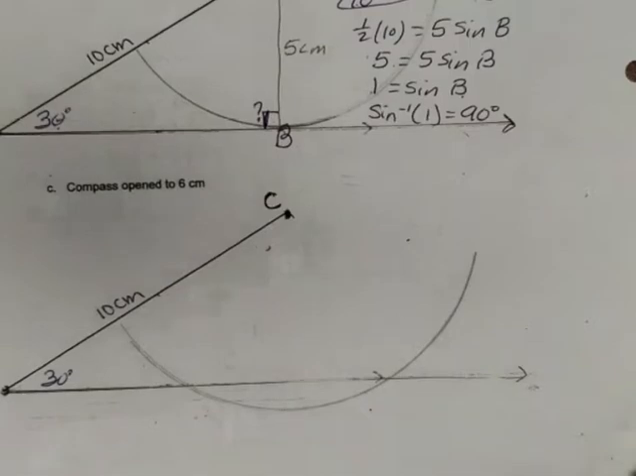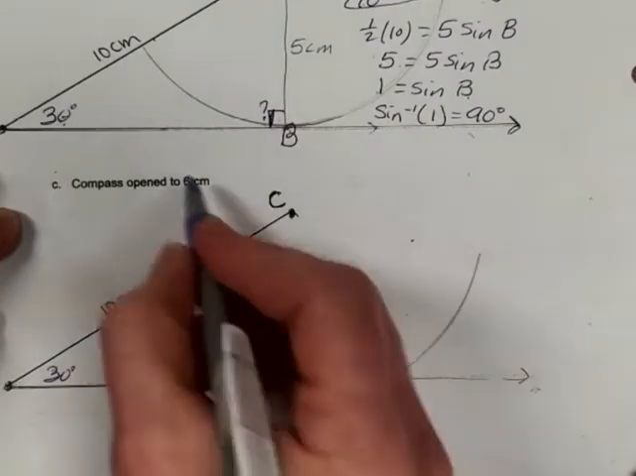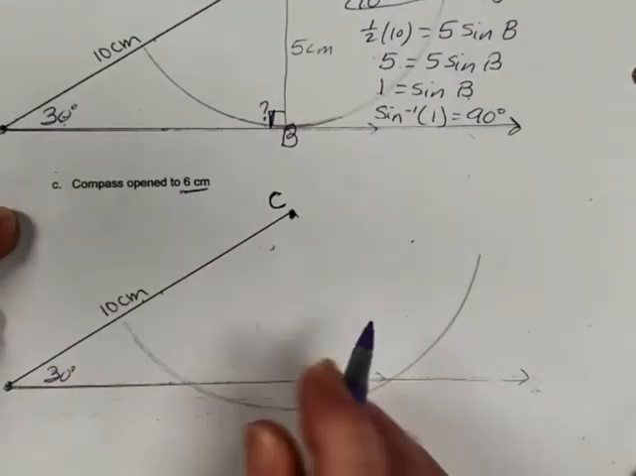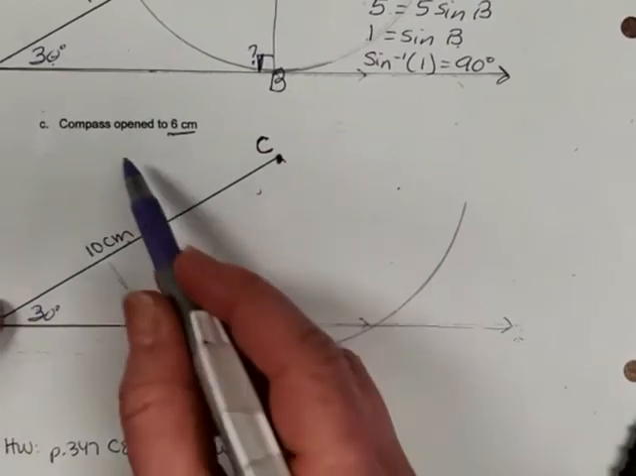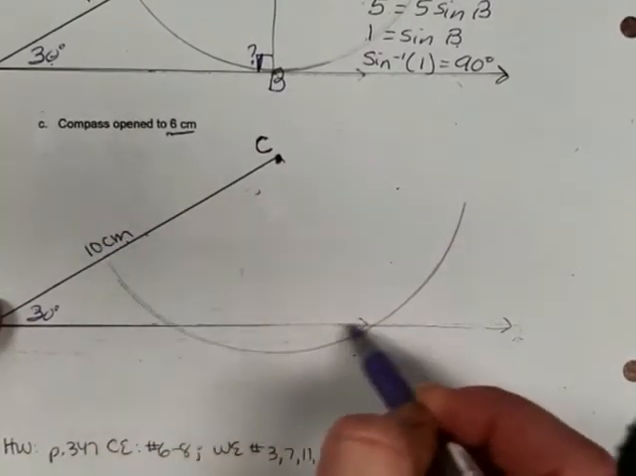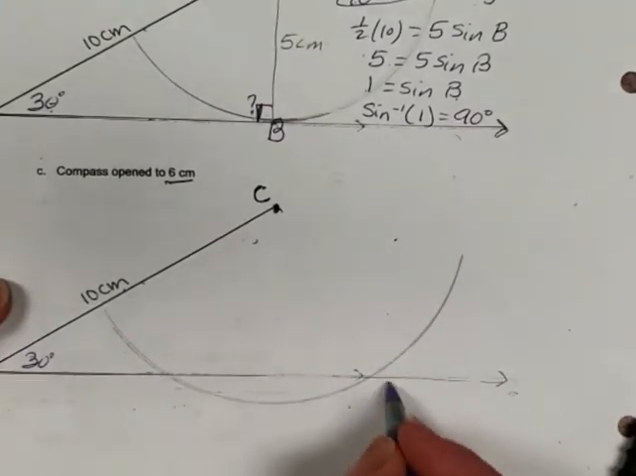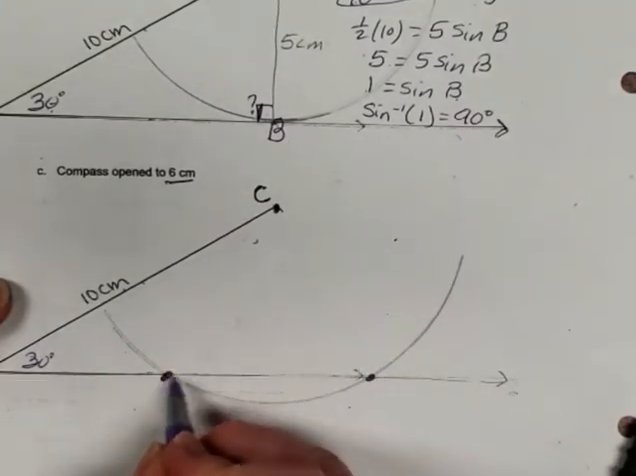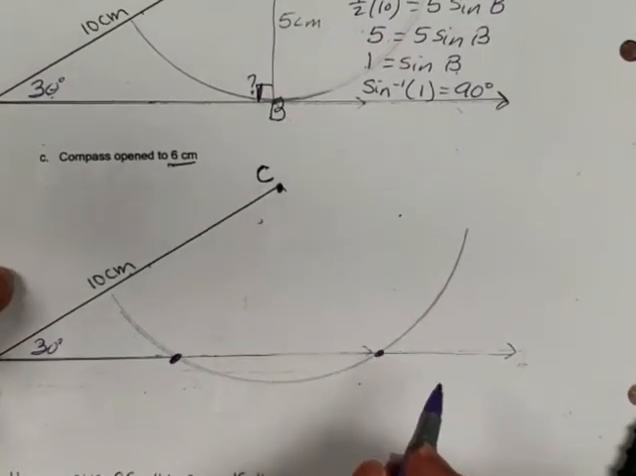And for the last case of the angle-side-side condition, we let this side over here be 6 centimeters. So what we did was we set the compass to 6 centimeters, drew the arc, and as you can see, this time it touches the other side of the triangle in two different places, which means there's actually 2 triangles that can be formed here.